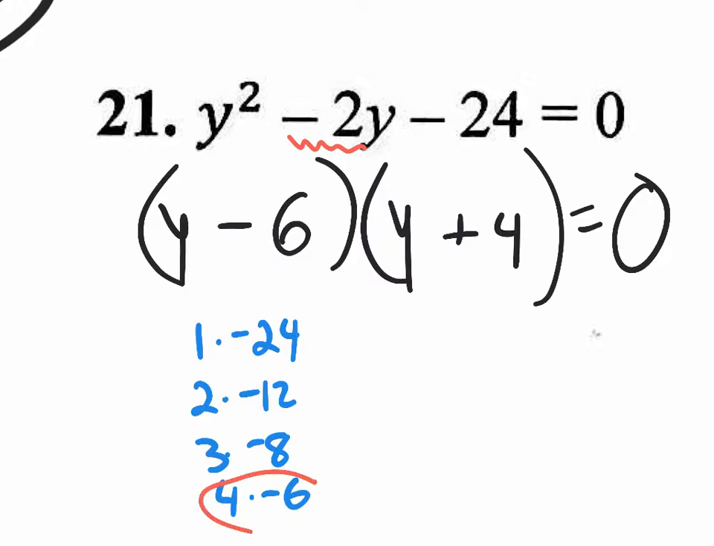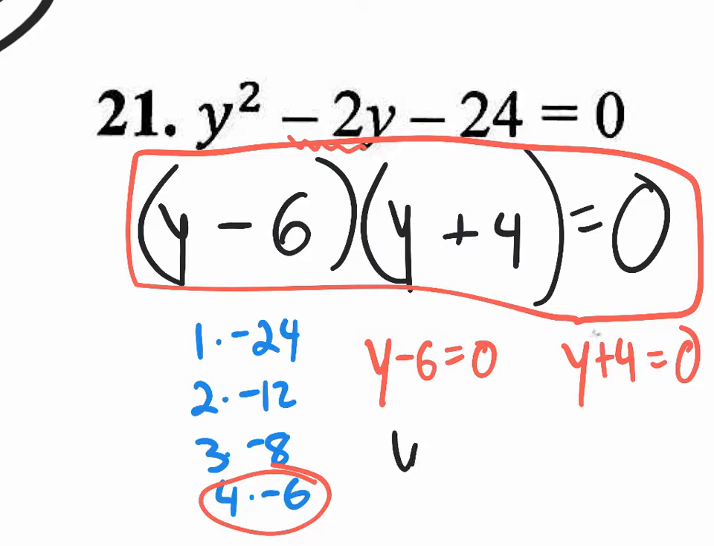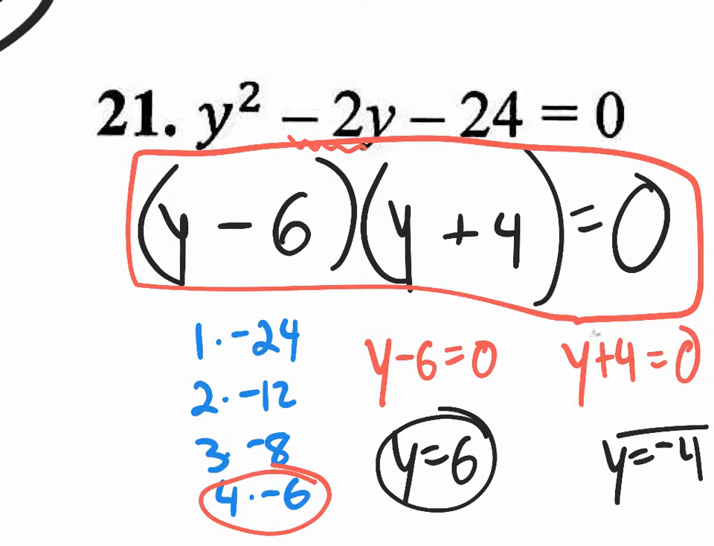So that would be 4 and negative 6. So you simply plug in your 4 and your negative 6. Now you have it in factored form. So now you could split it and solve. So y minus 6 could equal 0. Y plus 4 could equal 0. So your two answers are going to be y equals 6 and y equals negative 4. Those are your two answers.